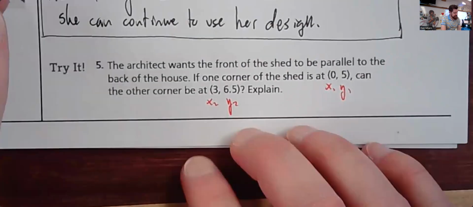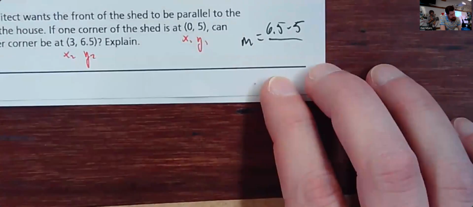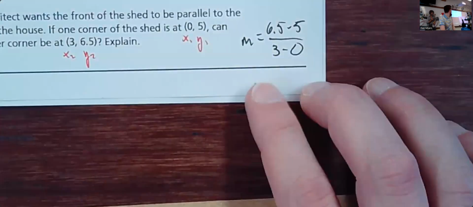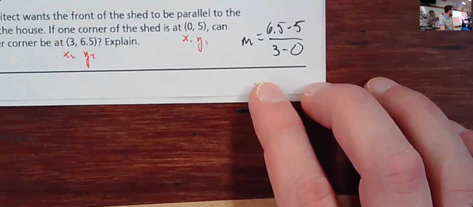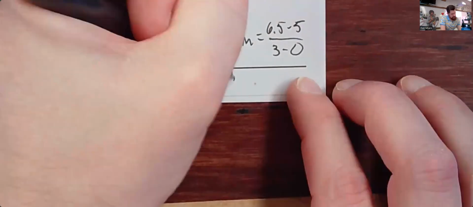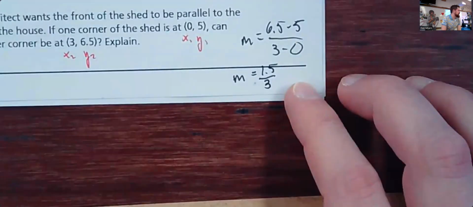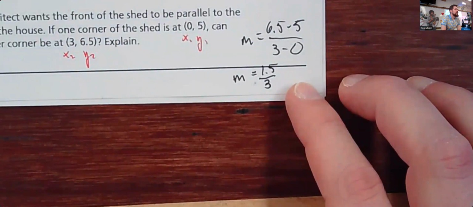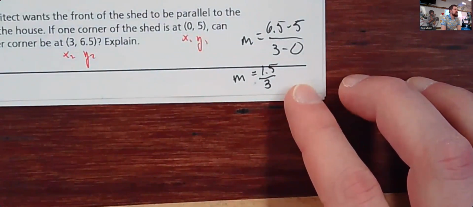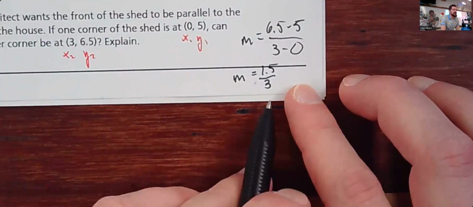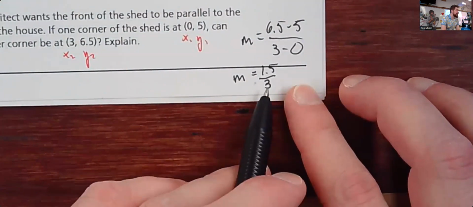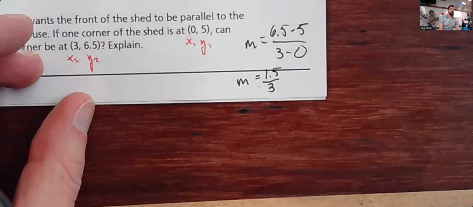Let's check it out, see what happens. So let's see, slope M, let's do it up here. M equals, so y2 6.5 minus y1 of 5 over 3 minus 0. So that's going to be 1.5 over 3. What does that equal? What's 1.5 over 3 equal? That's what we get as a fraction, right? What does that equal though if you divide it? Or if you simplify it, for that matter?